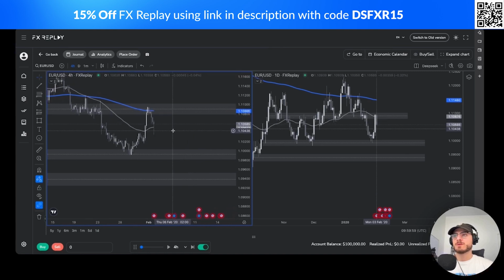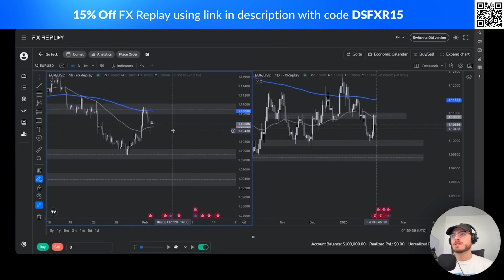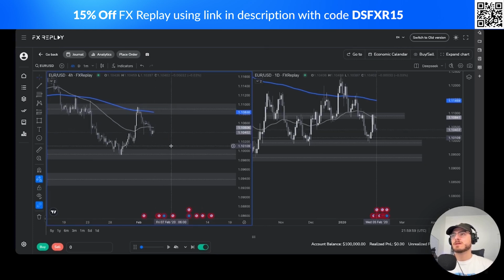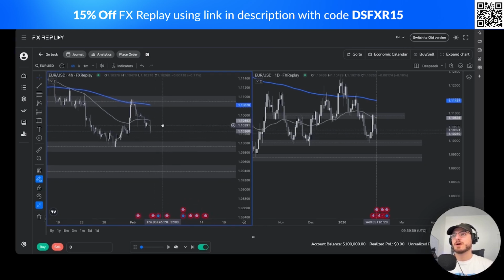So let's go forward. If it's going to happen, let's see. We need a bearish engulfing or a sweep. That engulfed right there, but let's see. Not convinced. There we go. Okay.